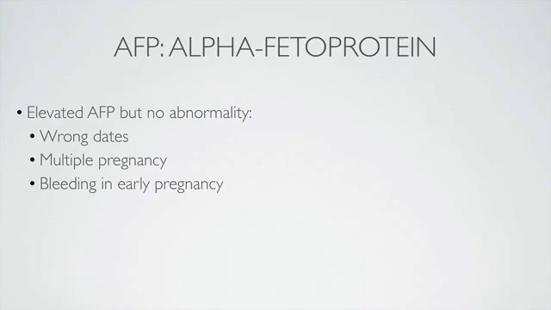Just talking a bit more about alpha-fetoprotein. It may be high, but no abnormality is detected. And why would this be? There may be wrong dates, so the gestation of the baby is wrong. It would be high in a multiple pregnancy, and it's also high if there's bleeding in early pregnancy. So it is not just associated with a problem in the fetus.